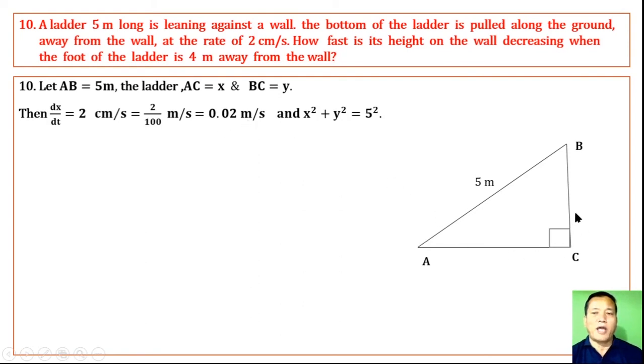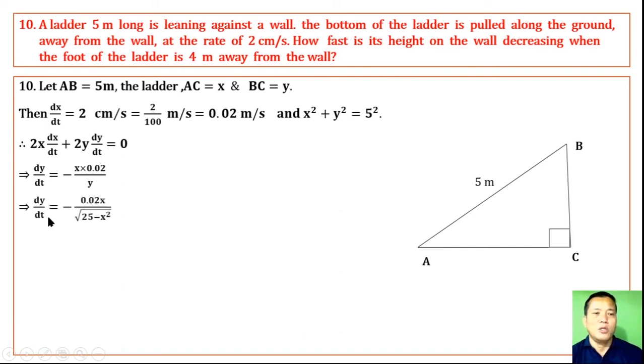By applying Pythagoras theorem, we get a relation between x and y, that is x square plus y square equal to 5 square. Differentiating both sides with respect to t, we get twice x into dx by dt plus twice y into dy by dt equal to 0, since 5 square is constant whose derivative is 0. From this, we get dy by dt equal to minus x times 0.02 by y.